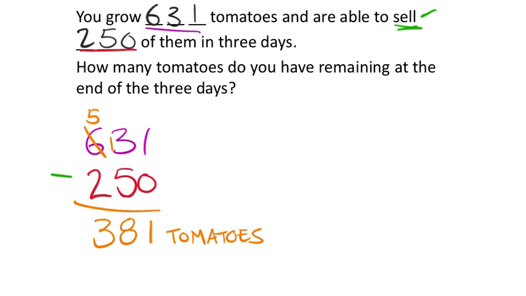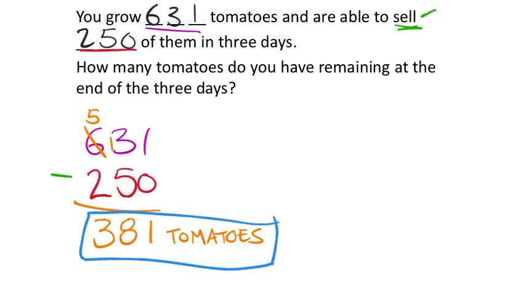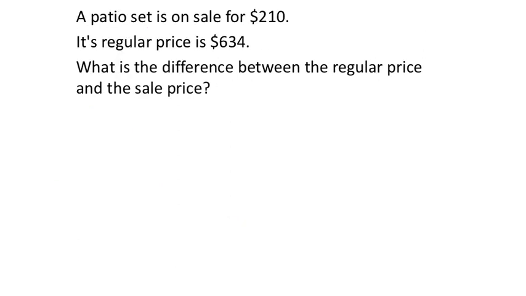And if you want to be specific, after 3 days, but that's more writing than I want to do. So a patio set is on sale for $210. Its regular price is $634. What is the difference between the regular price and the sale price? You guys try this one out.